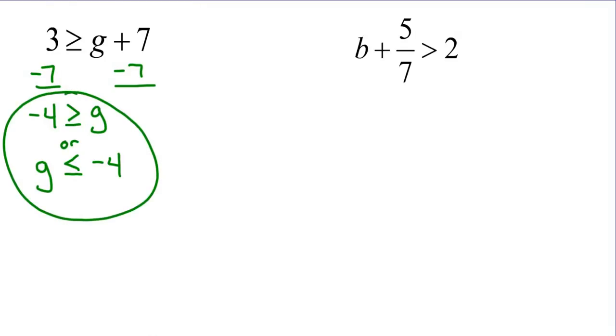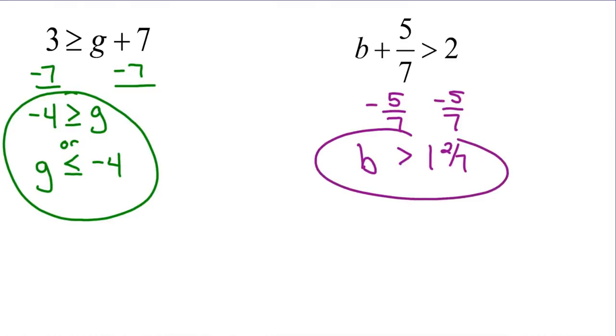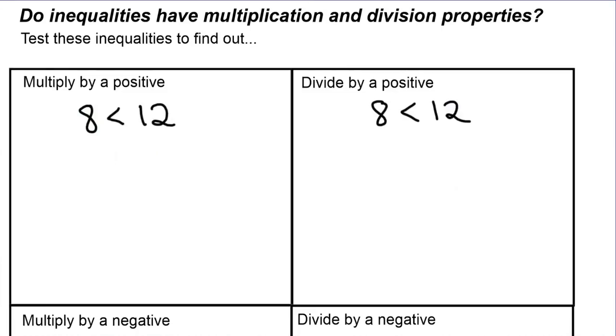Once you get it. The next one, b plus 5/7 is greater than 2. So again, I want to solve this. I want to get rid of that constant by taking away 5/7 from both sides of my inequality, and I get b is greater than 1 and 2/7. And there's my solution there. So solving inequalities by adding or subtracting is very straightforward and very similar to solving equations.